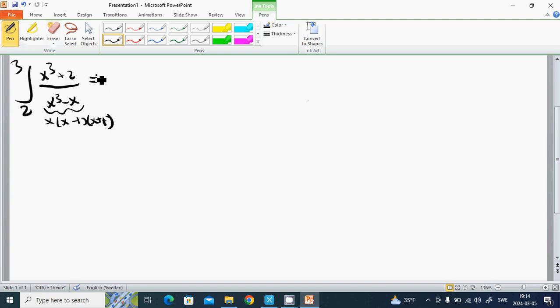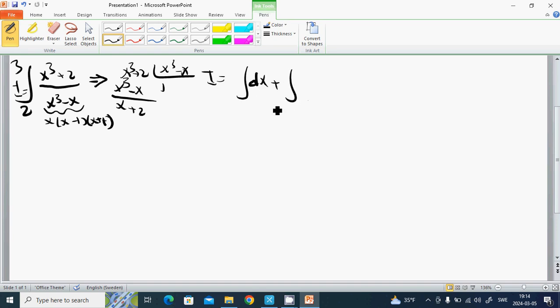We are going to tell that (x³ + 2) divided by (x³ − x) is 1, and the remainder is x + 2. Then I equals the integral of dx plus the integral from 2 to 3 of (x + 2) divided by (x³ − x). That is I equals I1 plus I2.